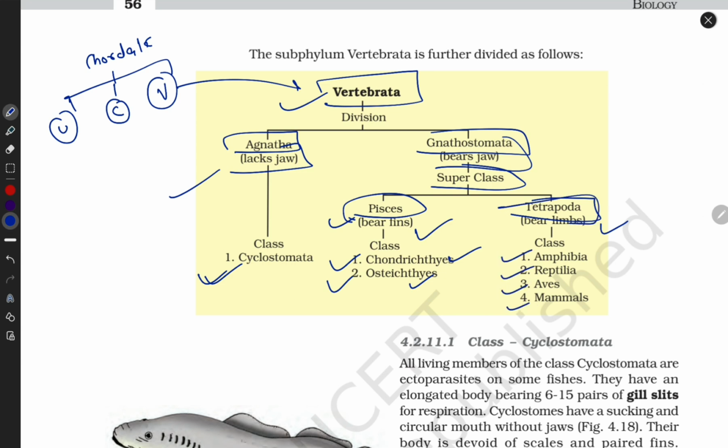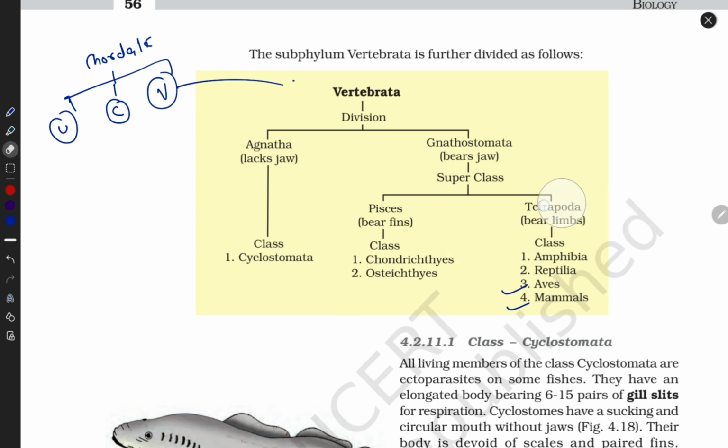One by one we will discuss everything. Can I repeat again? Let me read first. Guys, Vertebrata means they have a vertebral column, yes or not? So Vertebrata again divide into what divisions? Agnatha and Gnathostomata. Agnatha means they lack jaws, they do not have jaws, but Gnathostomata have jaws.